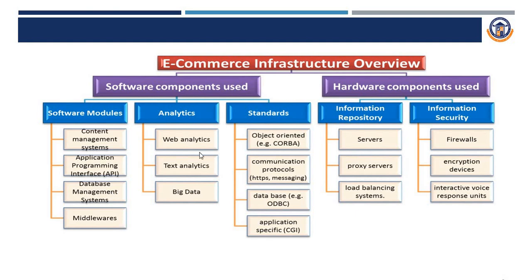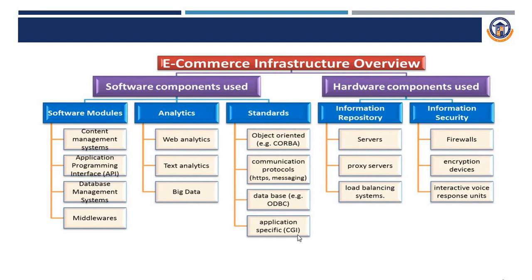Analytics comprises web analytics, text analytics, and big data. In the term itself, we have the answer. Web analytics, we all know, is how the particular website is moving around the customer and how it is delivering the products and services. All these things come under web analytics. Text analytics covers the texts which are blowing around the website. The next one is big data. And the next is standards: object-oriented, communication protocols, database and application specific.